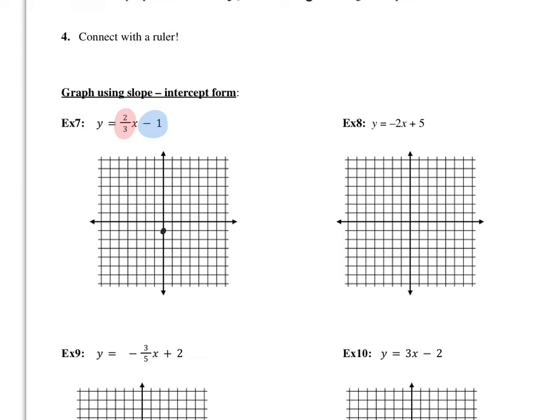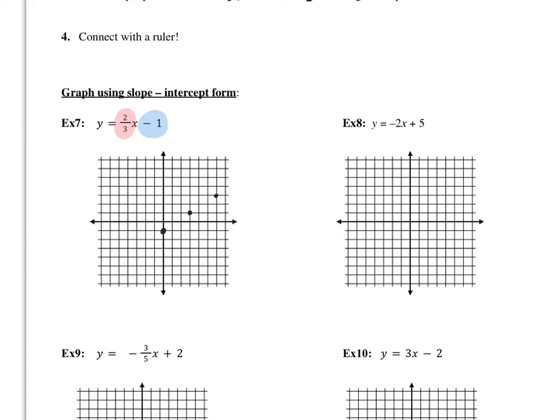Then I've got my slope, which is 2/3, and it's already a fraction, which is nice. If it wasn't, I could make it one. And so that means I'm going to rise 2 and run 3. And I'm going to do that from my y-intercept. So if I rise 2, run 3, and then I put a point, and then I'm going to do that again. So I'm going to rise 2, 1, 2, run 3, and I'm going to put a point there.